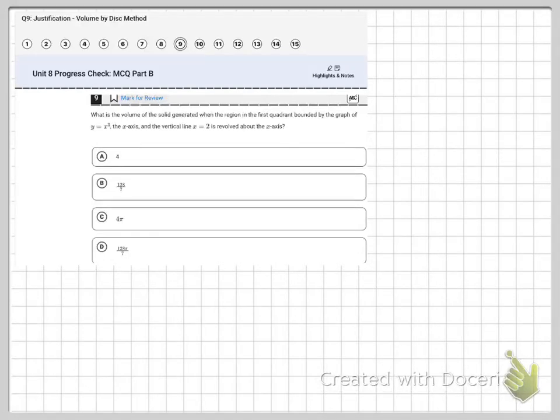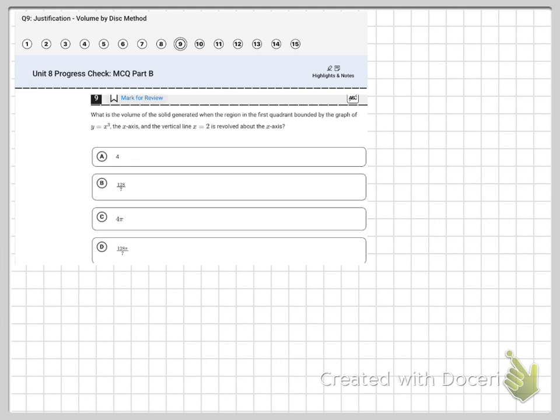A rotation, a volume by rotating around an axis of revolution. This one says the volume of a solid is generated when a region in the first quadrant is bounded by the graph of x to the third. We're all familiar with what x to the third looks like. The x-axis and the vertical line x equals 2. And it's revolved around the x-axis.